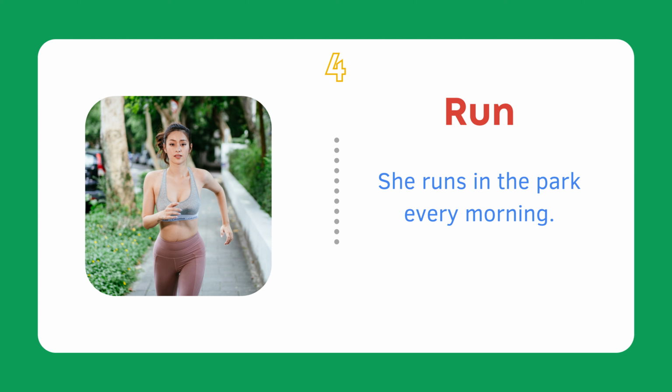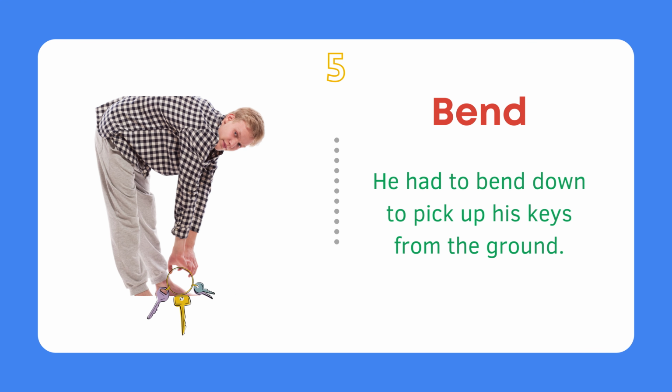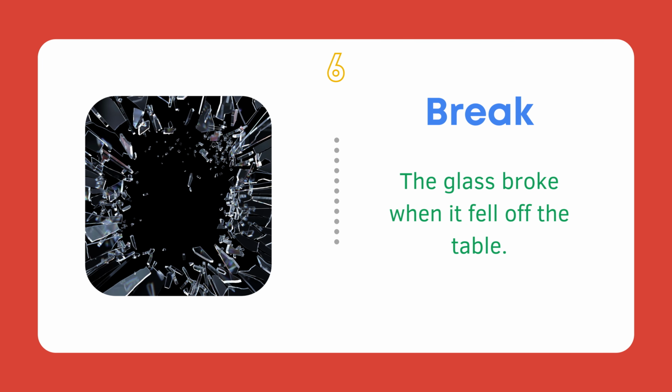Run. She runs in the park every morning. She runs in the park every morning. Bend. He had to bend down to pick up his keys from the ground. He had to bend down to pick up his keys from the ground. Break. The glass broke when it fell off the table. The glass broke when it fell off the table.